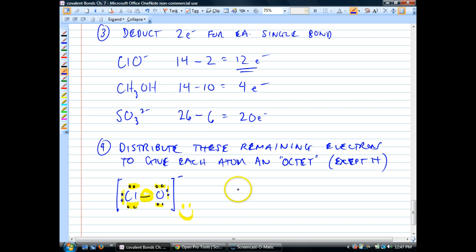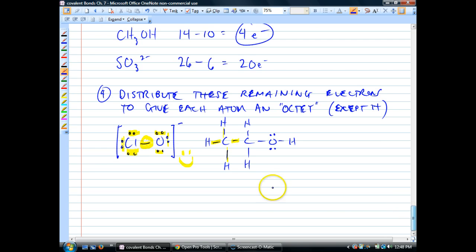So what does the next one look like? Well, in this one we can see that the carbons are already quite satisfied because they're surrounded by 8 electrons. Each of them has an octet. 2, 4, 6, 8. Remember, the bond counts toward the octet. And fortunately I have 4 left because oxygen needs 4 more. By the way, distribute them in pairs. So now this one's happy.